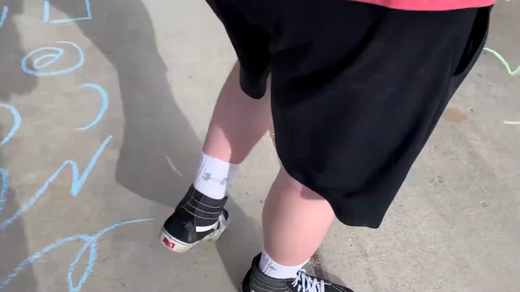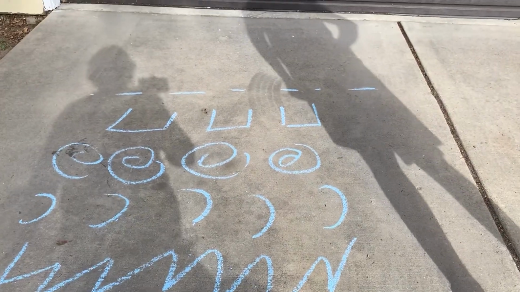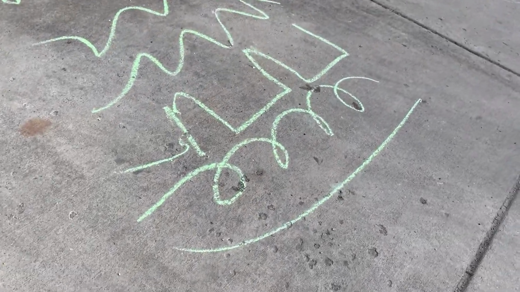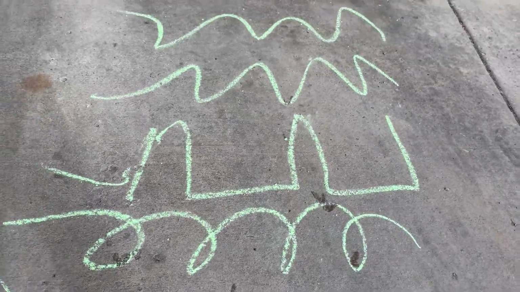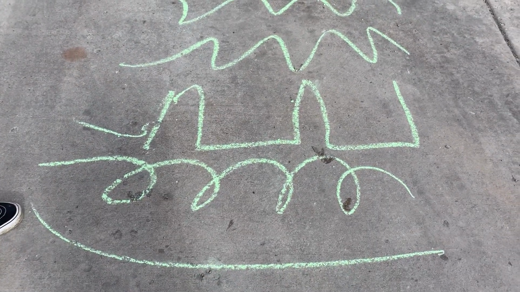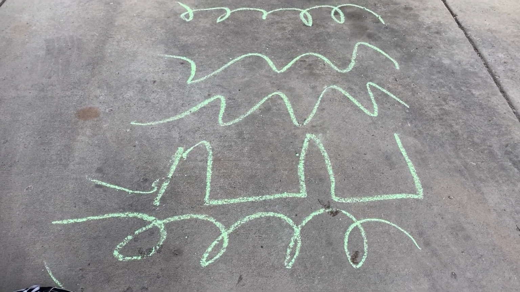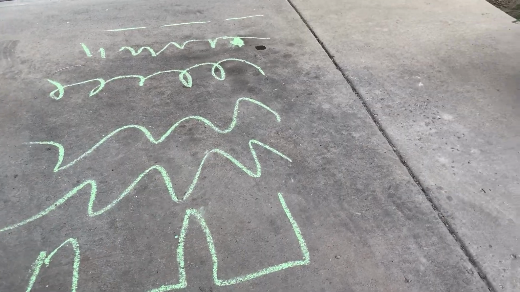How many did I do? 1, 2, 3, 4, 5, 6, 7, 8, 9. All right, he did a horizontal, a loop-de-loop, squares. Those two kind of look the same in the middle. One's zigzag and one's wavy. Yeah, one's zigzag. Loop-de-loop. Okay.